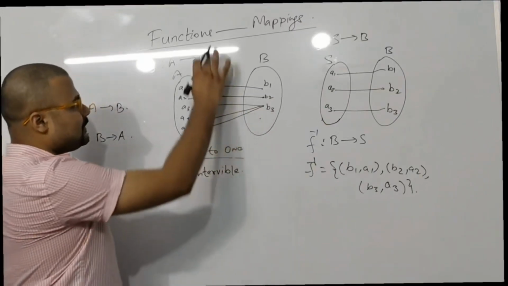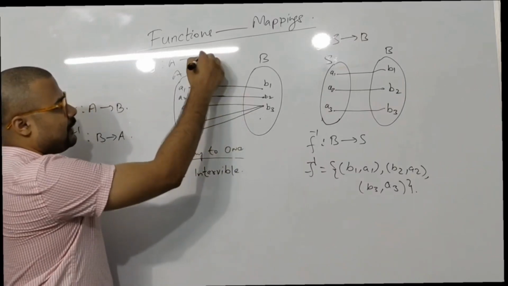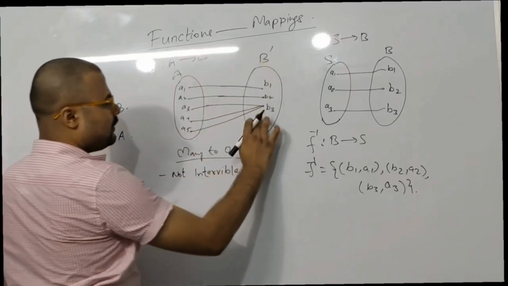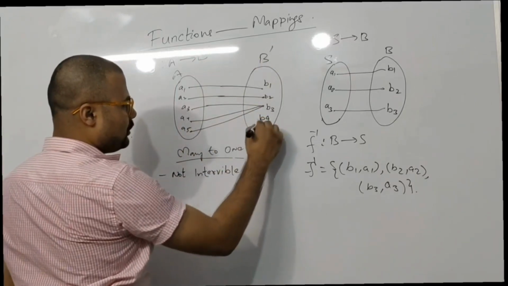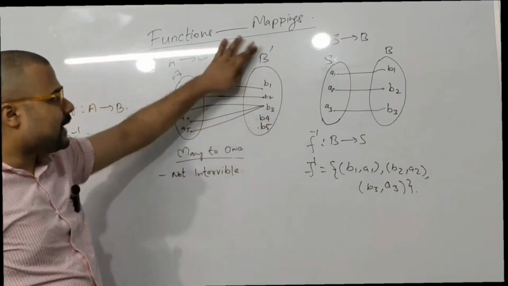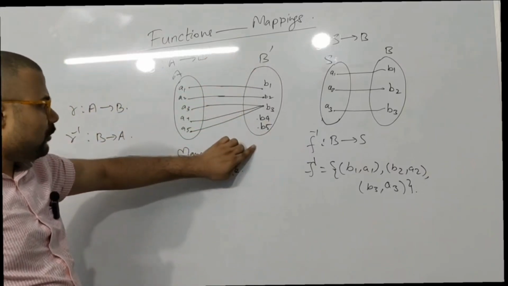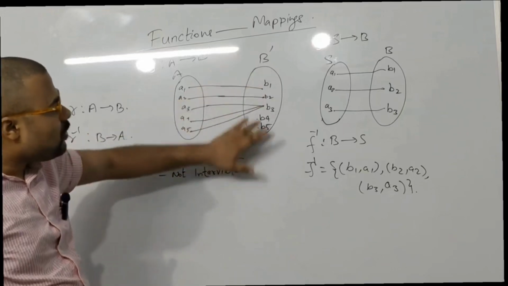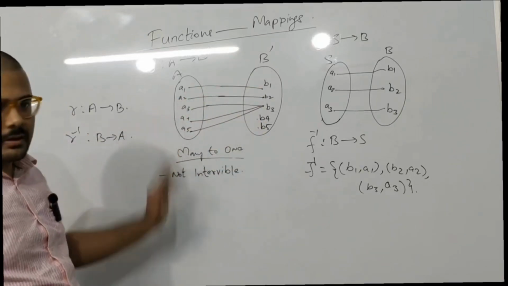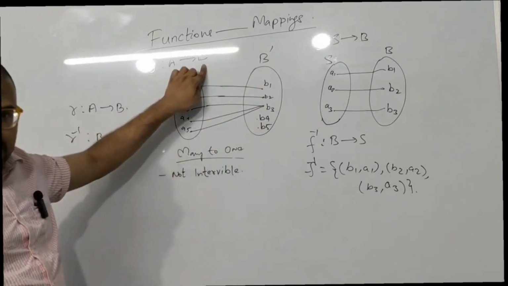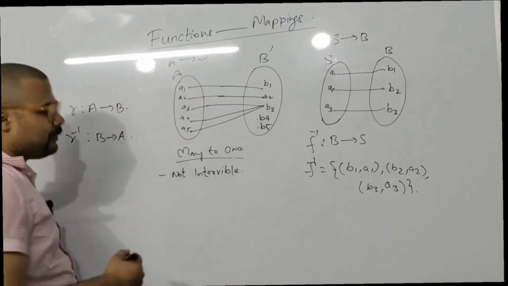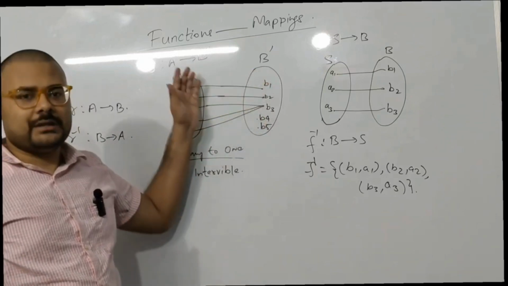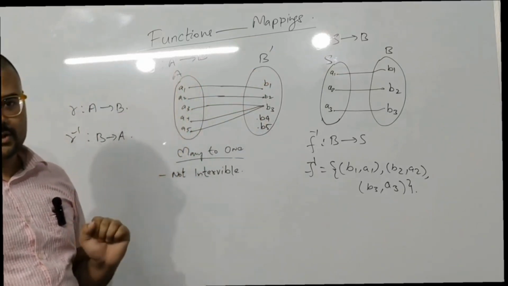It is possible. Let's say B dash is another set, and it has other elements B4 and B5 also. Now if you look at B dash, not all the elements have a pre-image. So B dash is the codomain. And what is the range of a function? The range of a function is those elements of the codomain that have a pre-image. That is called the range.